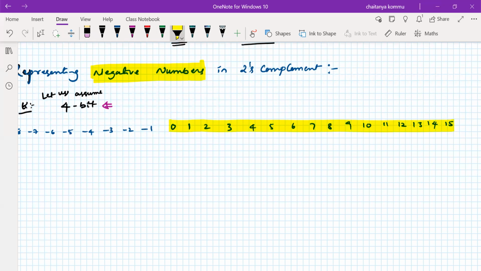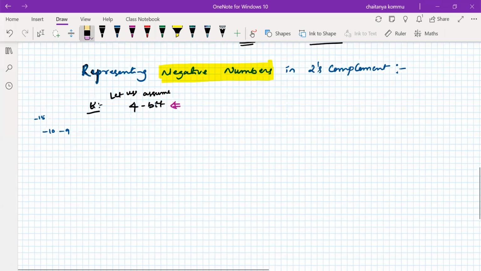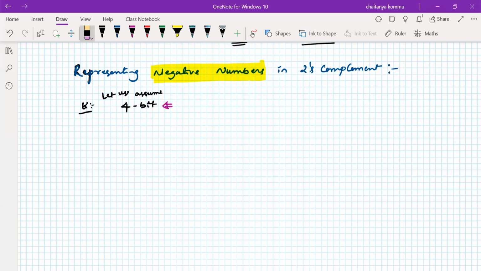So how many numbers can I represent if I have 4 bits? Just simply understand: by using the 4 bits, how many decimal numbers can I represent? Any guess? 4 bits means what are the weighted values? For example, B3, B2, B1, B0, 4 bits, something like this. What is the minimum value that I can have?